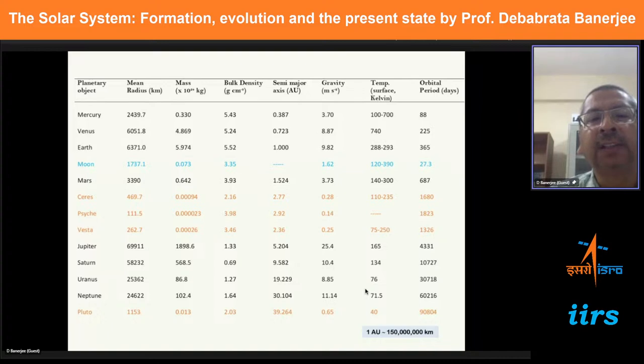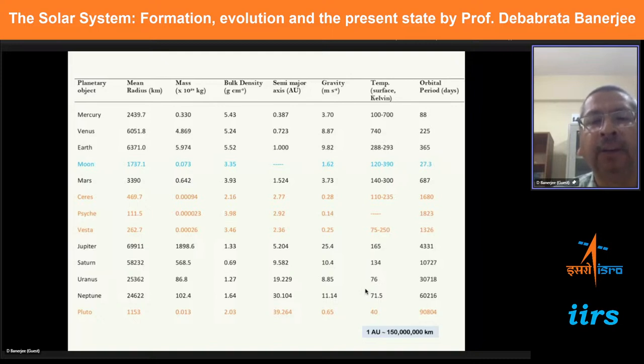The semi-major axes are shown here, and then gravity. Earth's gravity, as all of you know, is 9.8 meters per second squared. And all of you can calculate the escape velocity, which is the square root of 2GM by r, and it happens to be around 11 kilometers per second for that of Earth.